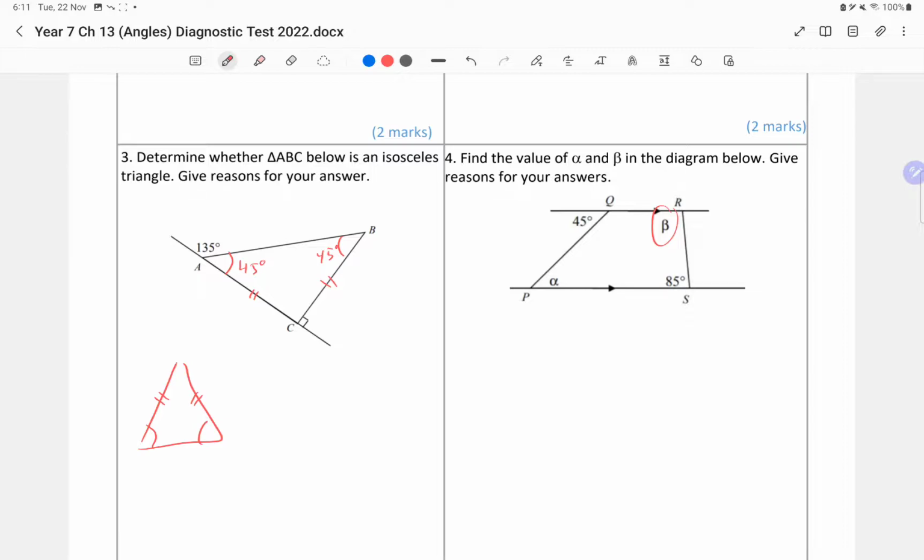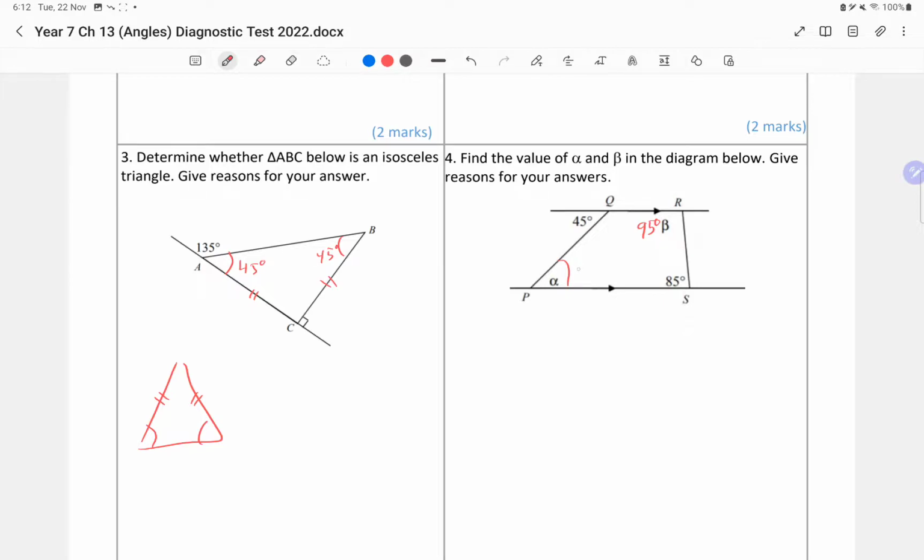Wait, the angle that... RQP? RQP is this one. No, I'm talking about co-interior. So, it's this and that. Right? 95. 95, yes. You see it now? Co-interior angles. Okay, that's beta.